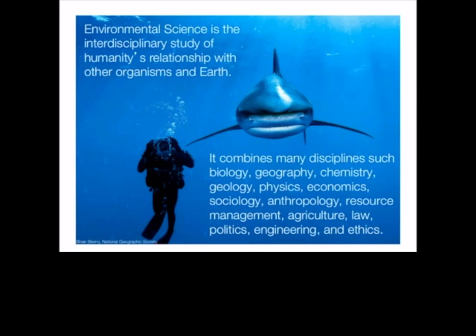Environmental science itself is an interdisciplinary study between humans' relationship with the other organisms and parts of Earth. There's many different disciplines: biology, geography, chemistry, geology, physics. We'll do a little bit of economics, sociology, anthropology, resource management, agriculture, law, policies, engineering, and ethics. And we will touch base with all of these throughout the entire semester and how they feed into these relationships between different organisms and humans in this abiotic world that we call Earth.